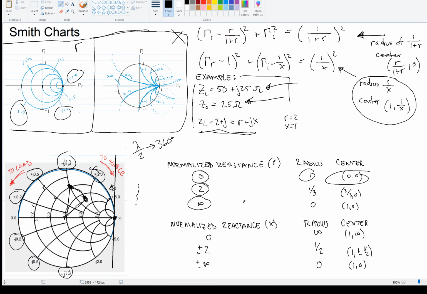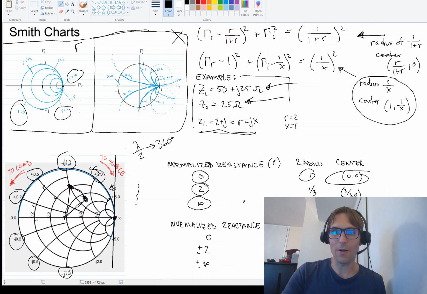Okay, so like I said, let's take a look at some examples of how to use the Smith chart.